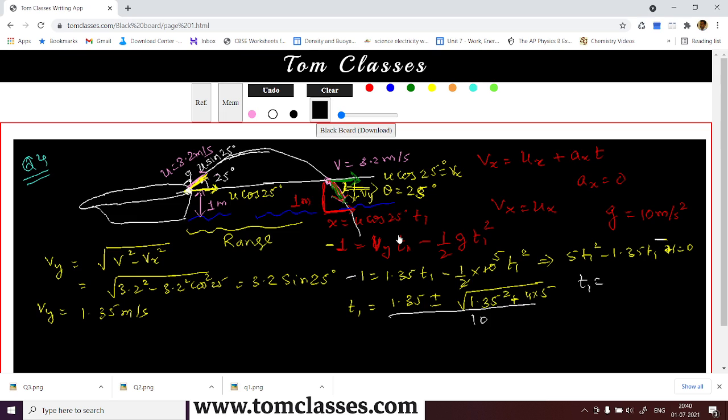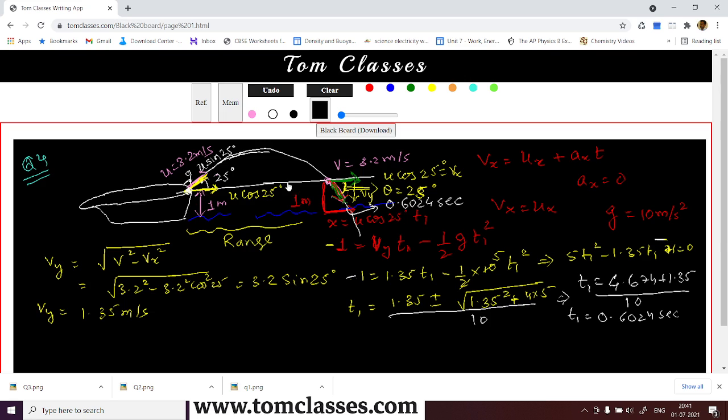And if I take the square root of 21.85, this value will be 4.674. Then 4.674 plus 1.35, divided by 10. So the time t1 is equal to how much? 4.674 plus 1.35 is 6.024, so it is 0.6024 seconds. For this journey he is taking the time of 0.6024 seconds, right?